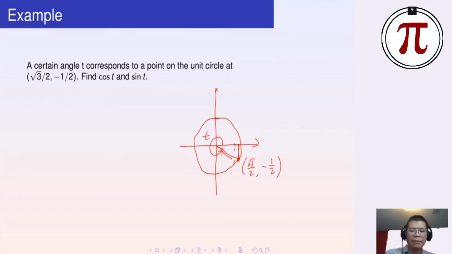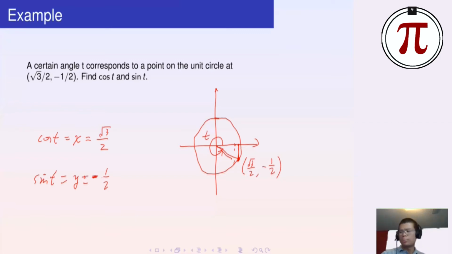Then we have cosine of t equals what? Square root of 3 over 2. And sine of t equals negative 1/2. So this is a pretty simple example. We can see that for any angle, we have such a relationship. Cosine of t is the x coordinate and sine of t is the y coordinate.